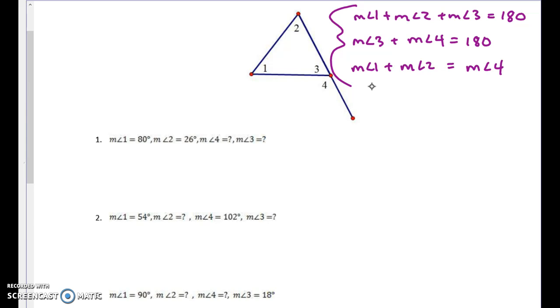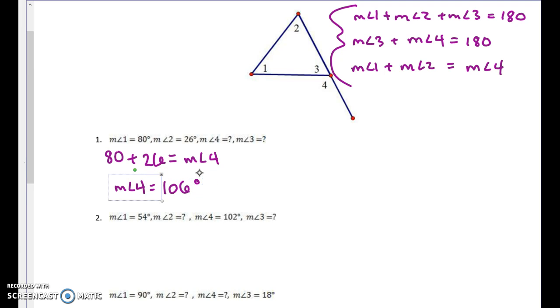So question 1, I have that the measure of angle 1 is 80, the measure of angle 2 is 26, and I'm looking for the measure of angle 4 and the measure of angle 3. Well, I can get 4 immediately because I know that the measure of angle 1 plus the measure of angle 2 equals the measure of angle 4. So I'm going to start there. That's 80 plus 26 must equal the measure of angle 4. That means the measure of angle 4 must be 106. I like that one.